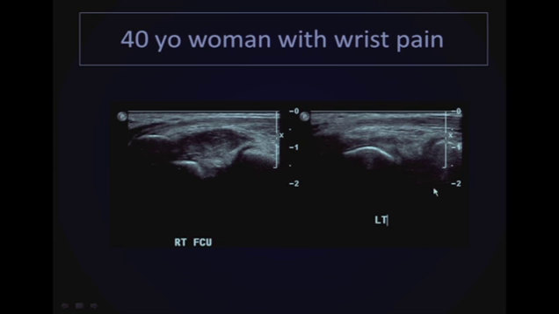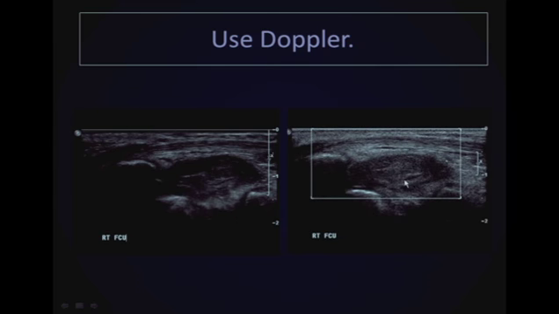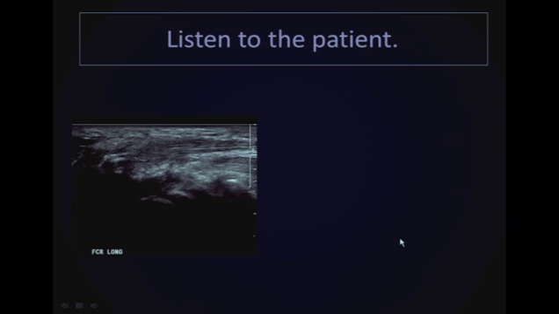But she actually said, you know, doctor, I actually felt pain at the time there, but I don't feel it there now. I actually feel it elsewhere. Well, we did a Doppler, and sure enough, there's no increased vascularity in this area. And as she said, this is not where her symptoms are at this time. She did say, however, that the pain is on the radial side of the wrist. So we evaluated that side here.